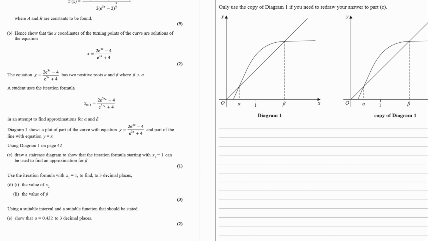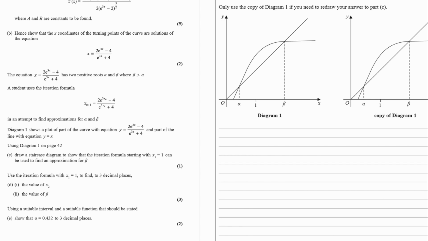in an attempt to find approximations for alpha and beta. Diagram 1 shows a plot of part of the curve with equation y is equal to (2e^(3x) − 4) over (e^(3x) + 4) and part of the line with equation y is equal to x. Use diagram 1 on page 42, part C. Draw a staircase diagram to show that the iteration formula starting with x1 is equal to 1 can be used to find an approximation for beta.